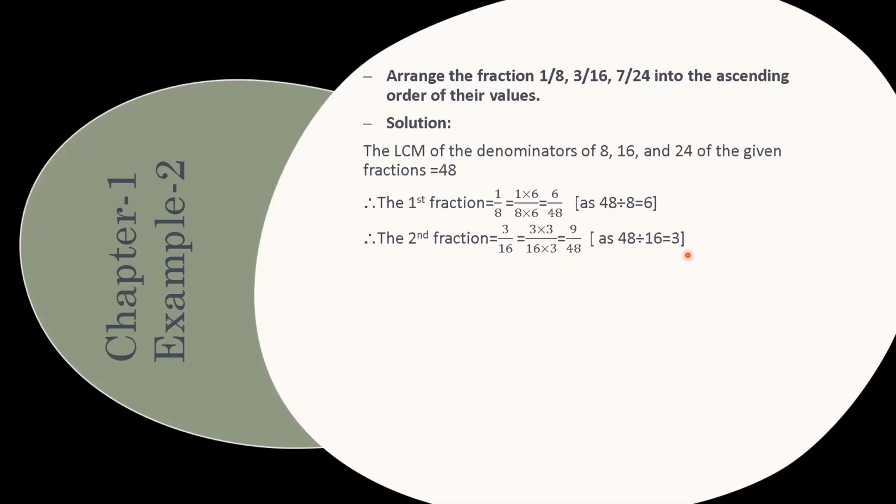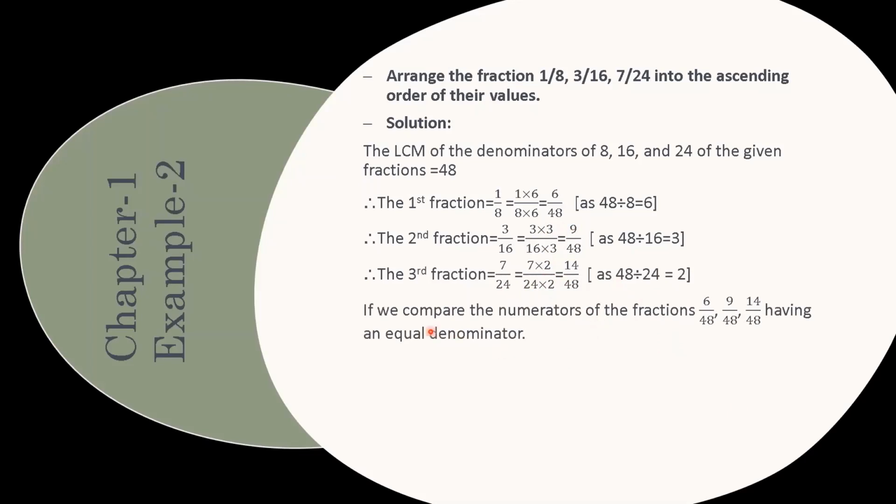And these 3 we will multiply with the numerator and the denominator also. So 3 multiplied by 3 would be 9, and 3 multiplied by 16 would be 48. So as you can see, the first fraction and the second fraction already have the same denominator. Now the third fraction, 7 divided by 24. As you can see, 48 divided by this denominator 24, we will get 2. Now these 2 will multiply with the numerator and the denominator also. So 7 multiplied by 2 would be 14, and 24 multiplied by 2 would be 48. So already we have got these three fractions' denominators equal.